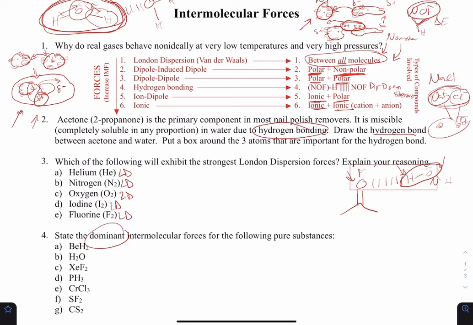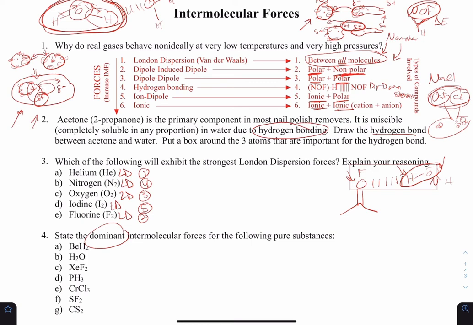Now, helium obviously is super small, right? So I'm going to label 1 through 5 in terms of smallest to largest. Helium is obviously the smallest. And then if you look on the periodic table, based on periodic trends, you should notice that it's fluorine, then oxygen, then nitrogen, and then iodine. That would be the order in increasing size based on where they are in the periodic table.